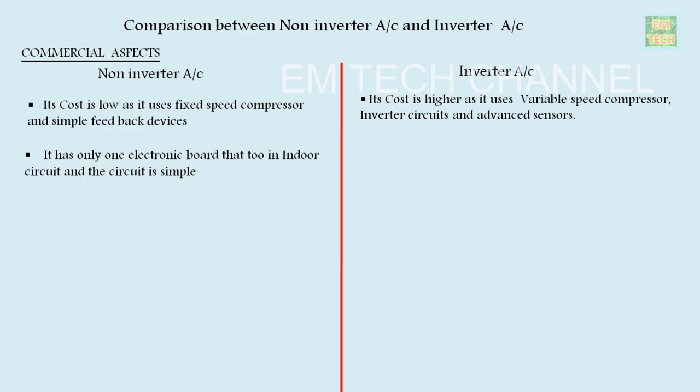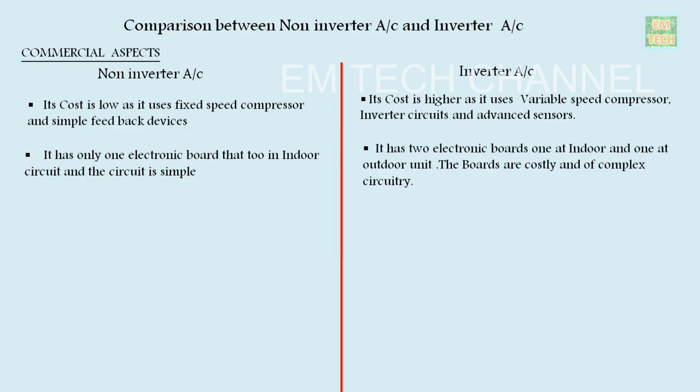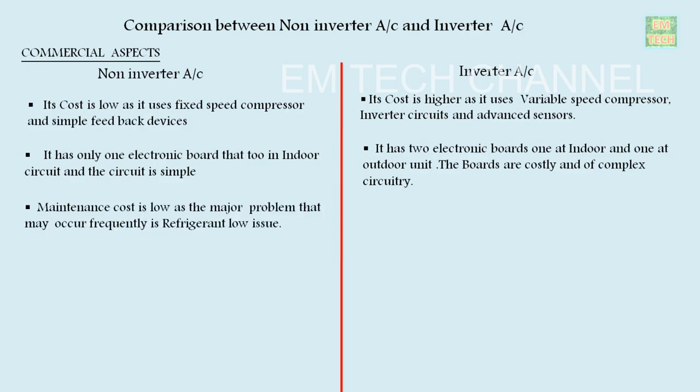A non-inverter AC has only one electronic board, that too on the indoor side, and the circuit is very simple. But in case of an inverter AC, it has two electronic boards, one at the indoor unit and another at the outdoor unit. The boards are costly and contain complex circuitry.